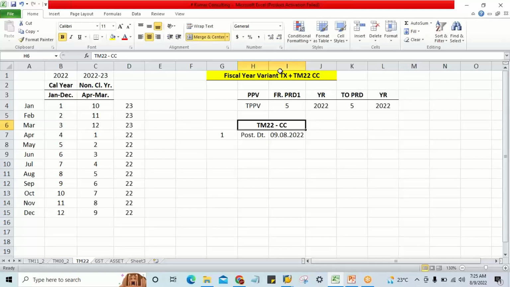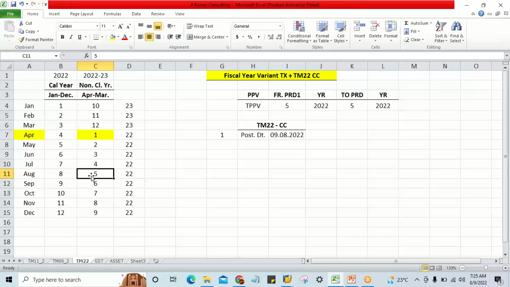Then in the background, SAP is going to check what setting we have given for TX. The setting says that TX means it is a non-calendar year, so the first period is going to start from April onwards. Okay, so this is the first period. Now here, 8th means August. So August means 5th period. Based on our configuration, SAP will come to know that it is the 5th period.